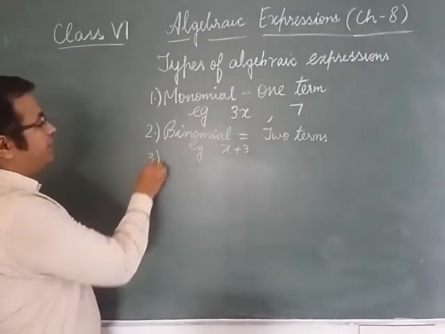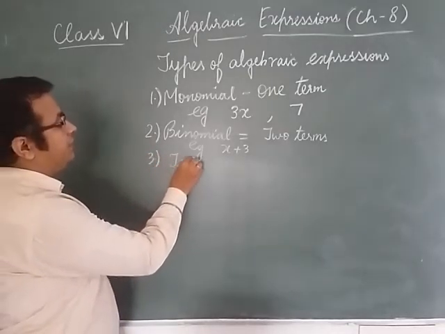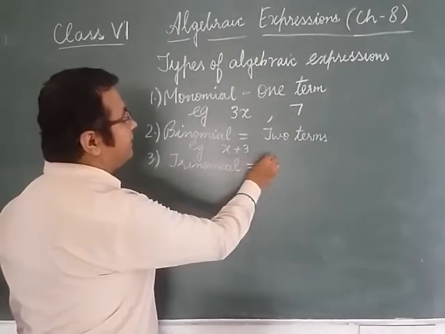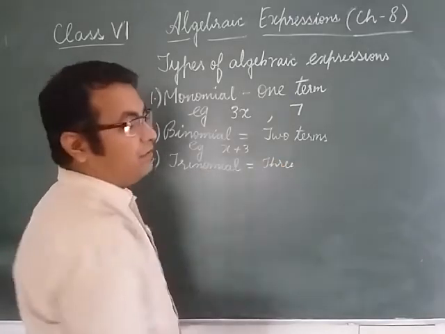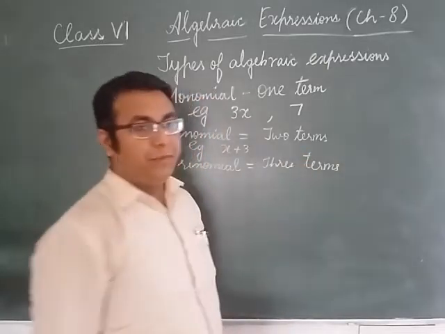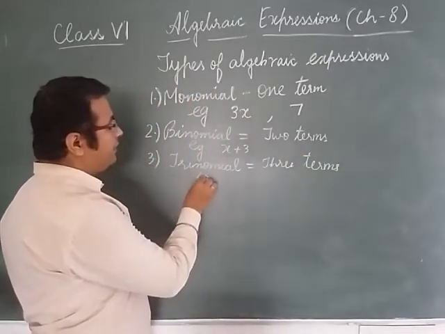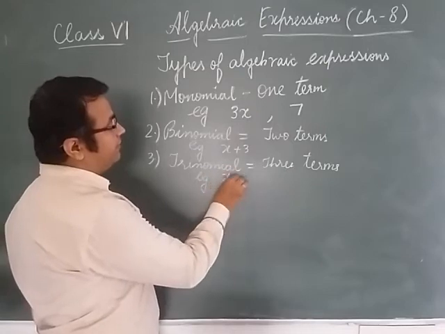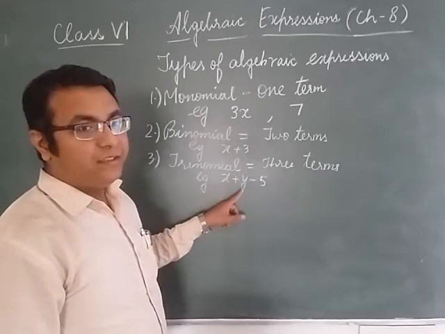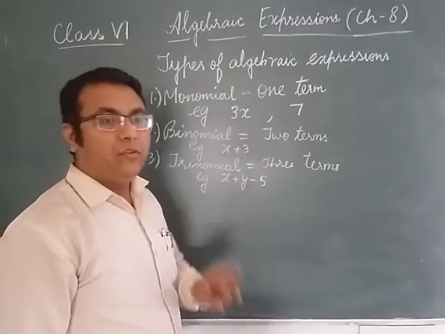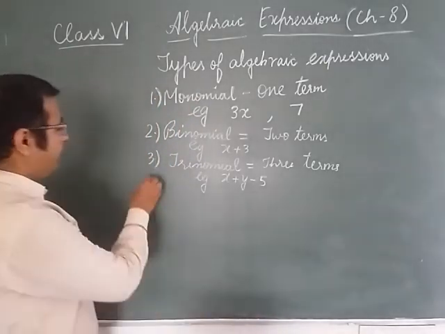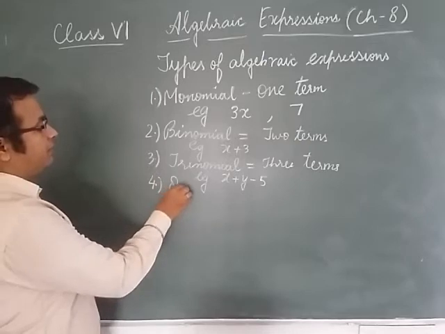Similarly we have the third type, which is called trinomial. The name is trinomial. Tri means 3. So an expression which consists of 3 terms is called a trinomial. Okay. An example of a trinomial is x plus y minus 5. How many terms are there? One is x, the other is y, and the next is minus 5. So the total number of terms is 3 here. So it's a trinomial.